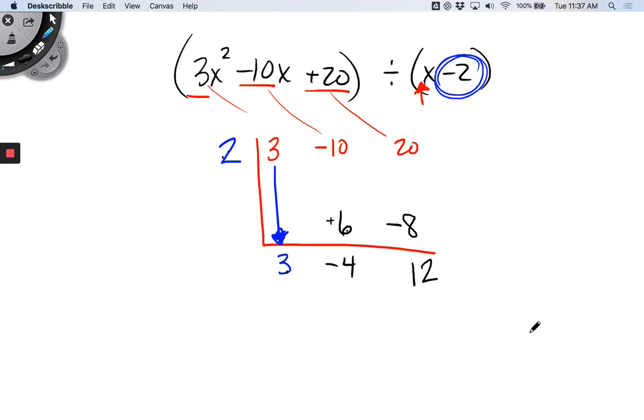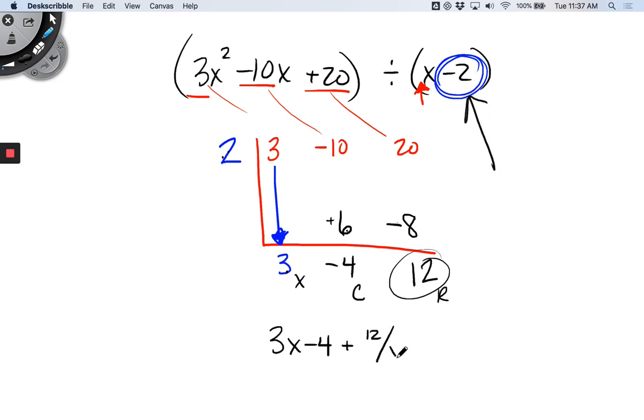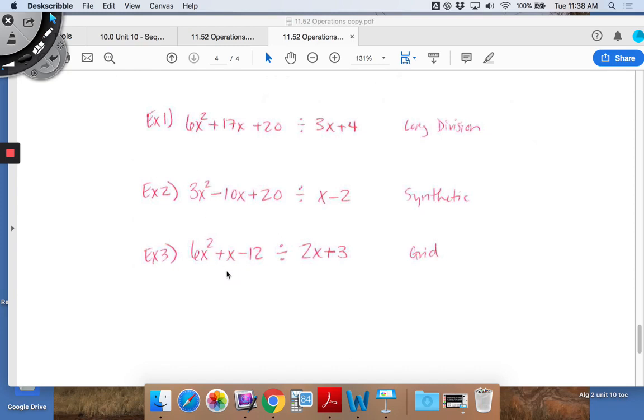is 12. So the way we write our answer is this is the remainder, this is the constant, this has an x. So our answer would be 3x minus 4 with a remainder of positive 12 over whatever we're dividing by, which is x minus 2. So that's synthetic division. I love this actually, and this will be used a lot in Algebra 2, as well as college algebra and stuff.